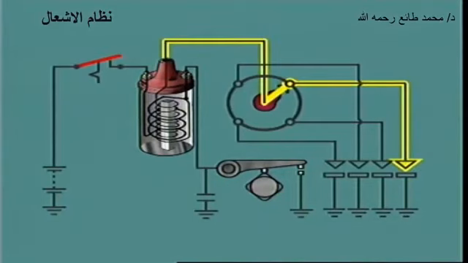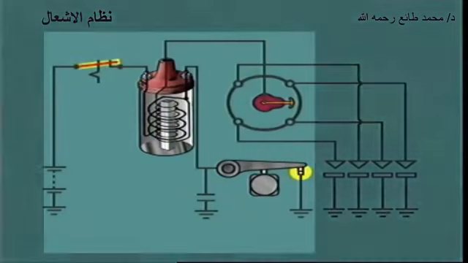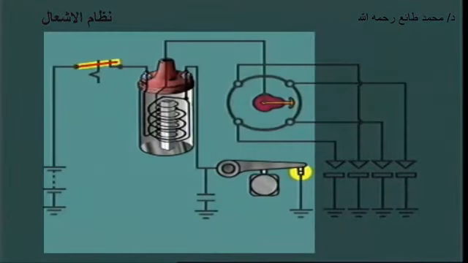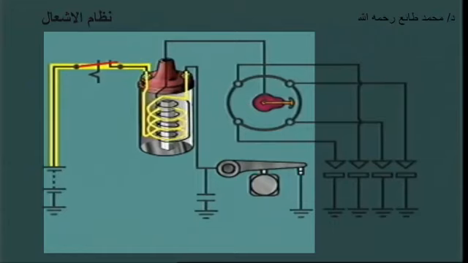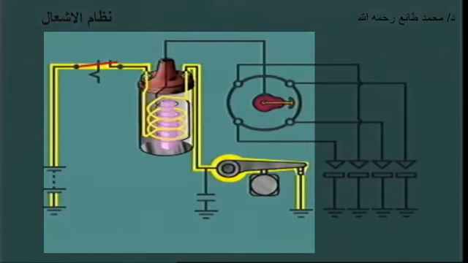plug for that cylinder. With the ignition switched on and the contact breaker closed, current flows from the positive battery terminal through the ignition switch, the primary winding, and the contact breaker to ground, then back to the negative battery terminal. The current flow establishes a magnetic field around the windings. The field is intensified by the rod-shaped laminated iron core.